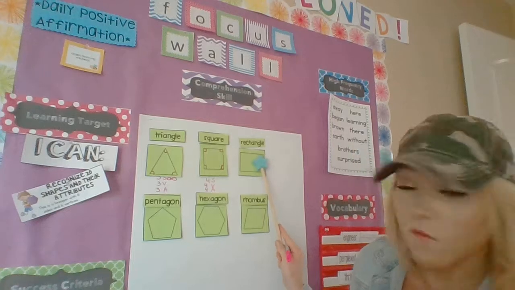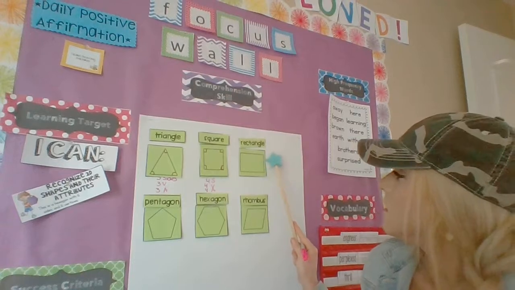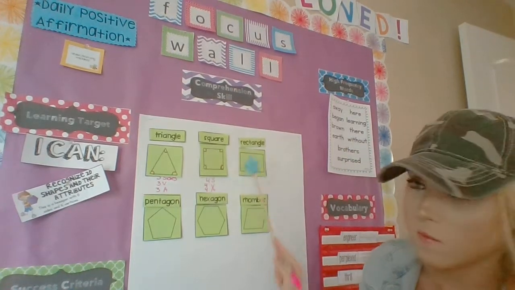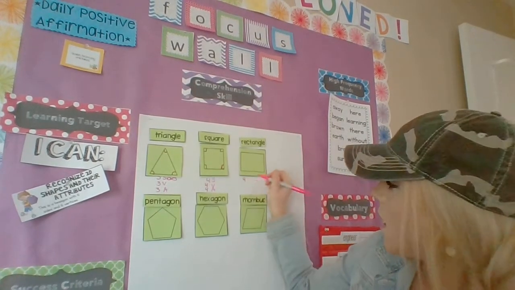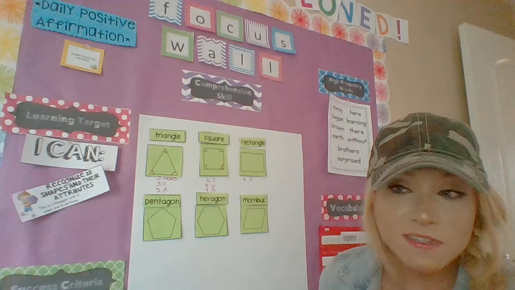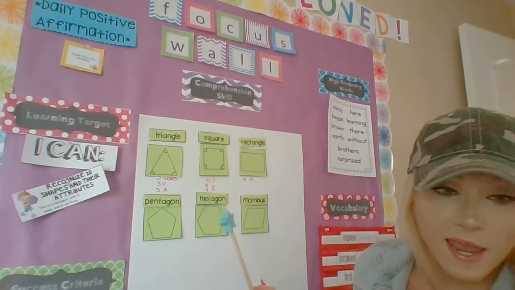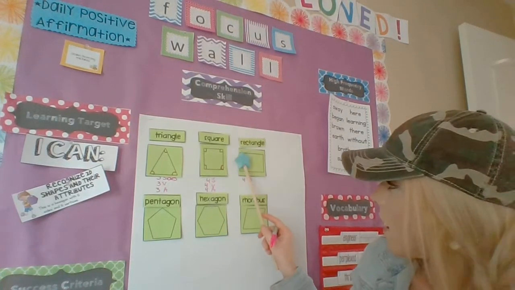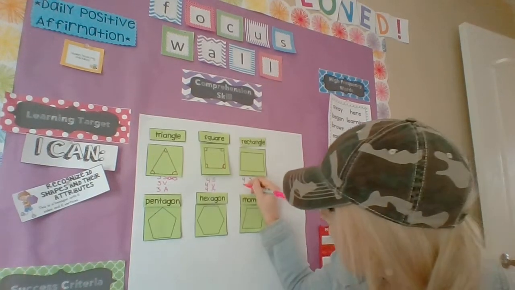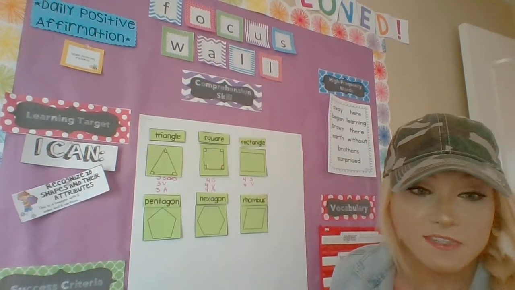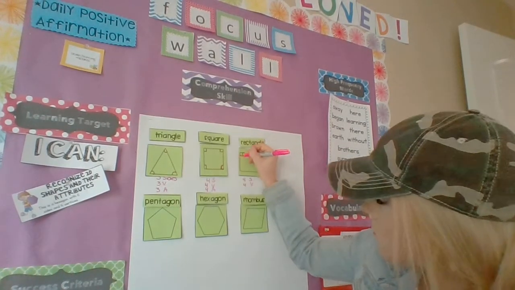Okay, let's count the sides first. Ready? Begin. Count with me. 1, 2, 3, and 4, because we were counting the straight sides. So we're going to put 4S for sides. Next, let's count the vertices, the points where the two sides meet. Ready? Begin. 1, 2, 3, and 4. 4V's for vertices. And last but not least, let's count the angles. Let me draw them first.